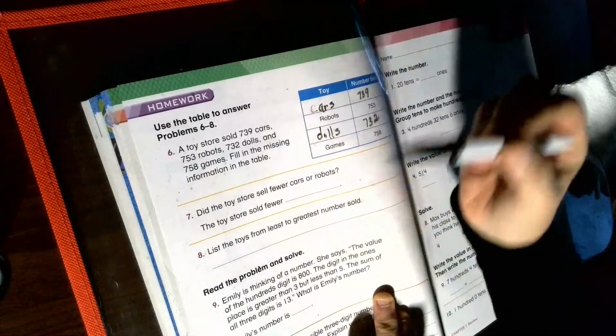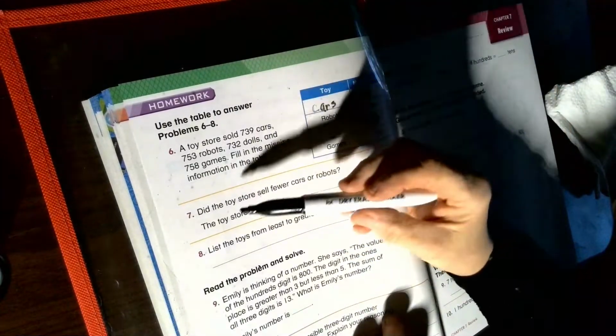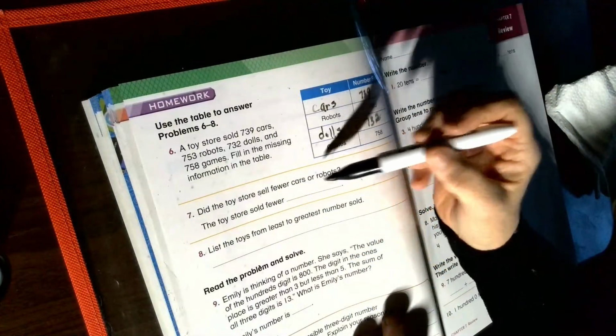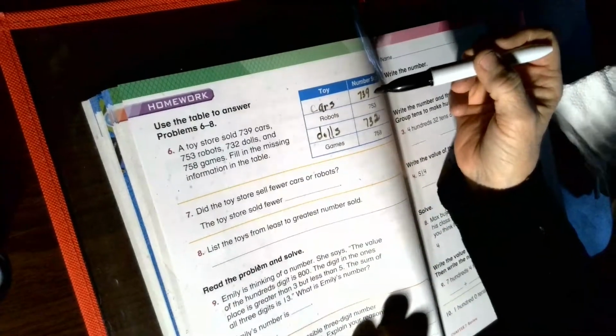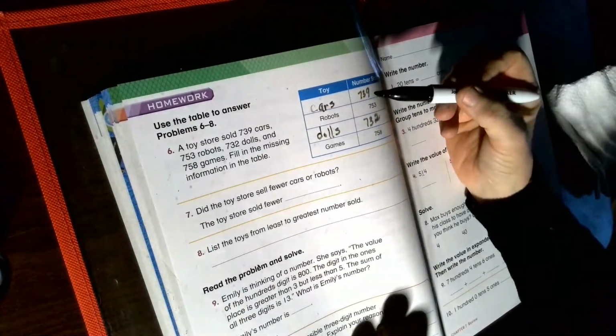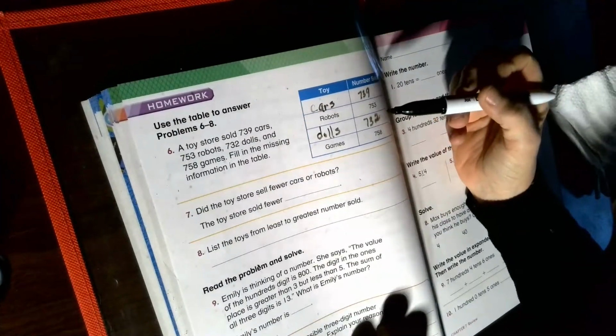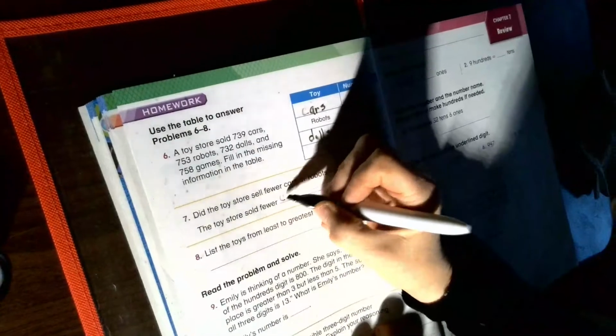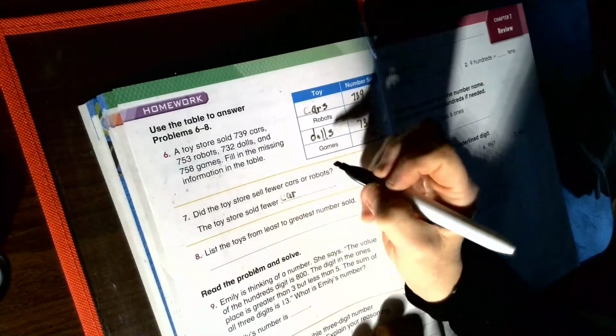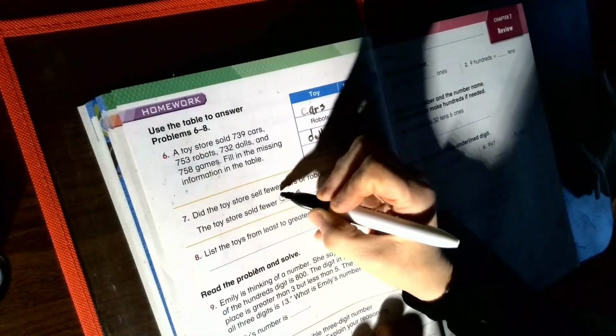So now doing number 7, let's look at it. Did the toy store sell fewer cars or robots? If I look at cars and robots, which number is less? Yes, 739. So cars is what was sold the least of.